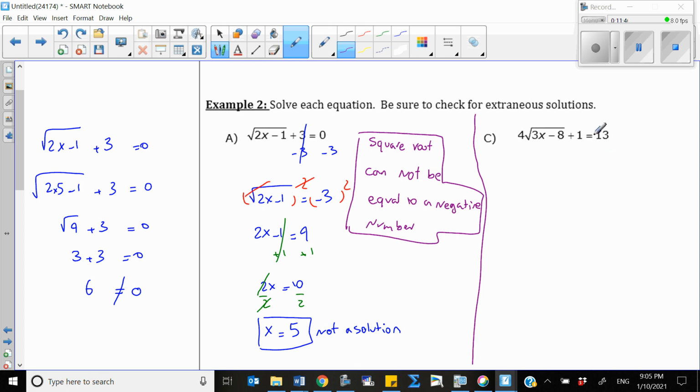Okay, so let's go to the next problem. Here we have 4 times the square root of 3x minus 8, plus 1, equal to 13. My goal is to have this radical by itself on one side. That means I need to get rid of 4 and 1. Which one should I get rid of first?